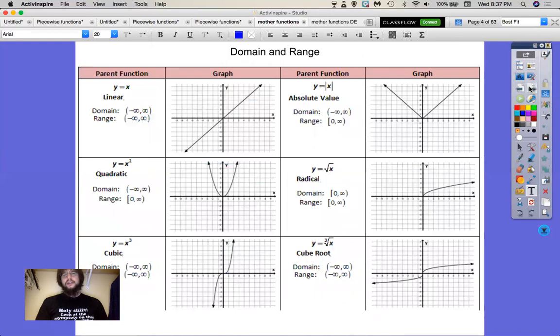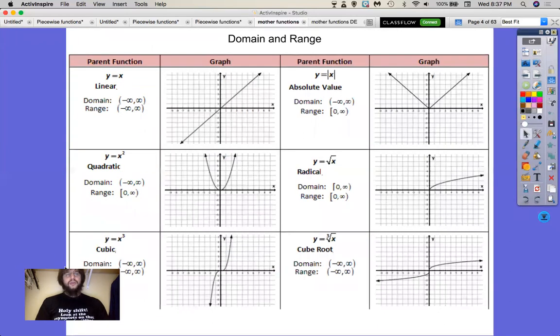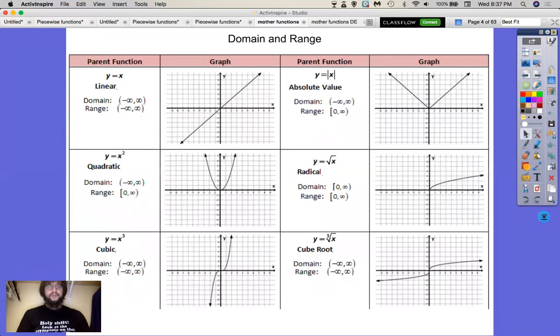The other thing is, linear, quadratic, the domain and the range. You're going to need to know what the domain and the range are for each of these. But if you know what the graph looks like, you should be able to tell me what the domain and the range are. Now, the only thing is that if we transform them, that will change our domain and our range.